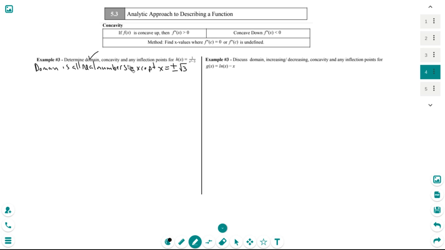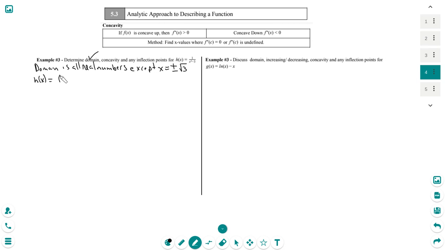Concavity. All right, so we need that second derivative. I'm going to start off with writing h of x as a power. So in other words, that would be x squared minus 3 to the negative 1. Now I'm going to do it that way for this one iteration. However, you could do this as a quotient rule.